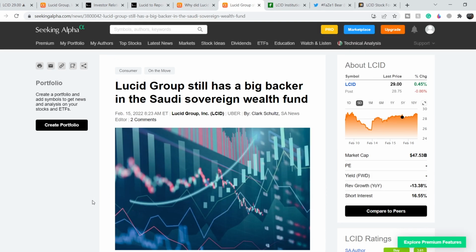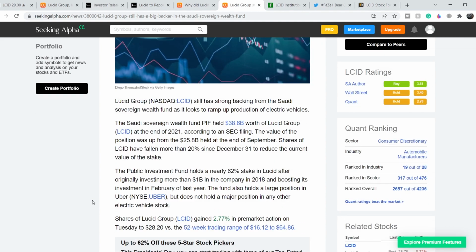Right here we have this article that was published on February 15th, and it's titled "Lucid Group still has a big backer in the Saudi Sovereign Wealth Fund." And let me quote you this.